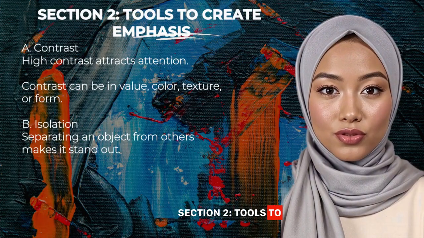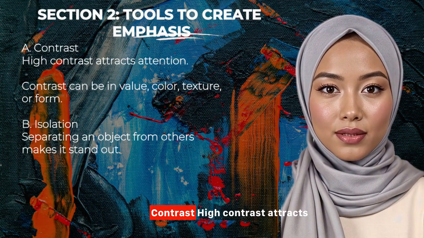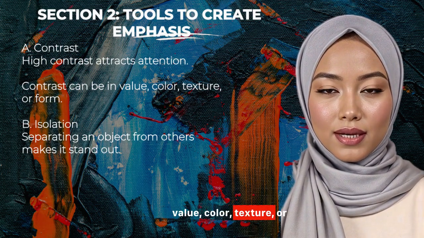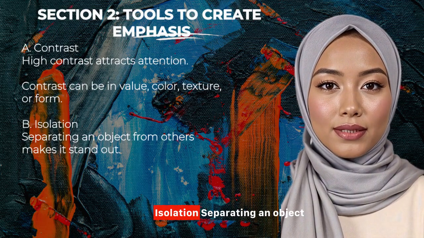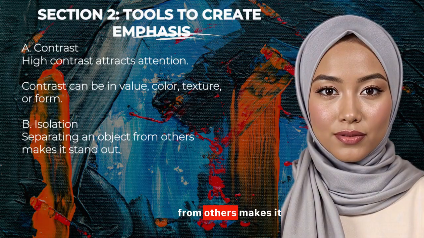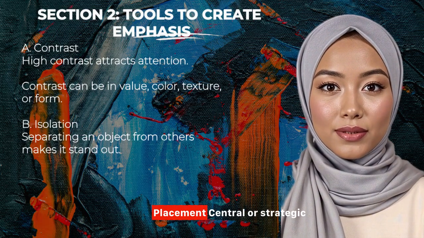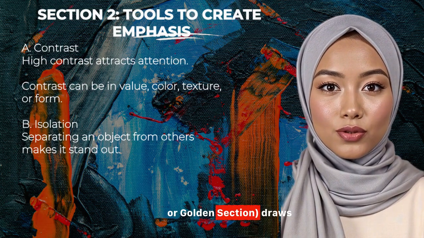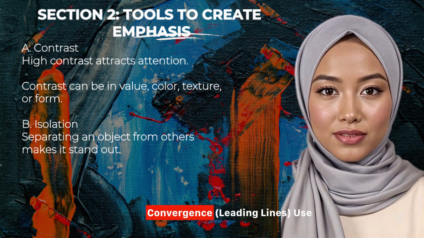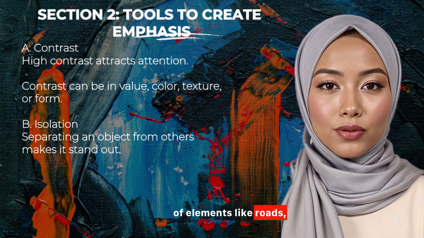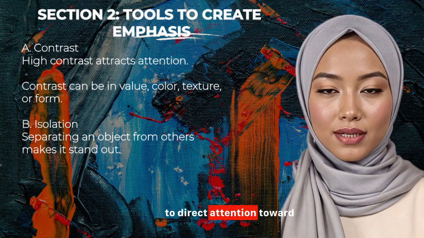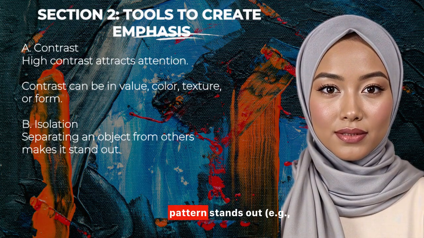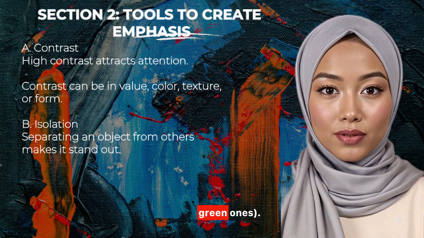Section 2. Tools to create emphasis. A. Contrast. High contrast attracts attention. Contrast can be in value, color, texture, or form. B. Isolation. Separating an object from others makes it stand out. C. Placement. Central or strategic placement within grid lines, e.g., rule of thirds or golden section, draws the eye. D. Convergence, leading lines. Use of elements like roads, beams, arms, or sight lines to direct attention toward a specific point. E. Anomaly or unusual detail. A break in a pattern stands out, e.g., one red apple among green ones.